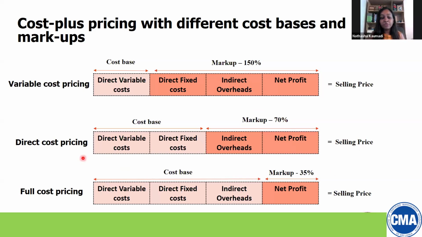Look at the third one, full cost plus pricing. Full cost means you know the full cost. It's easy to trace the full cost of a product. Direct variable cost, you know, direct fixed cost also you know, and then indirect overhead also you can calculate. So that becomes the cost base, and then you add 35%, not 150 or 70 or larger percentages. 35% markup, net profit is there. So you end up having the selling price.